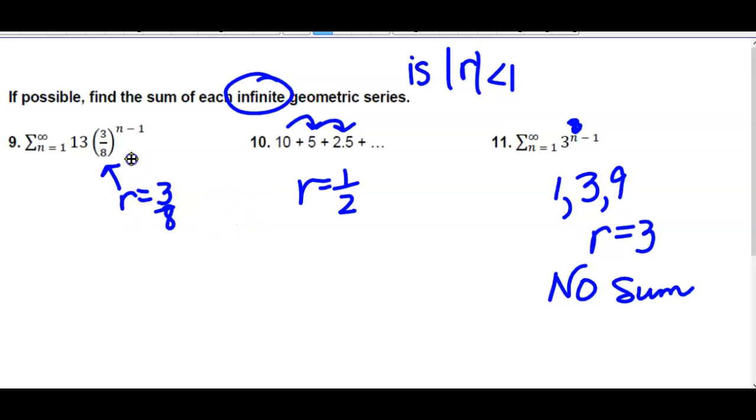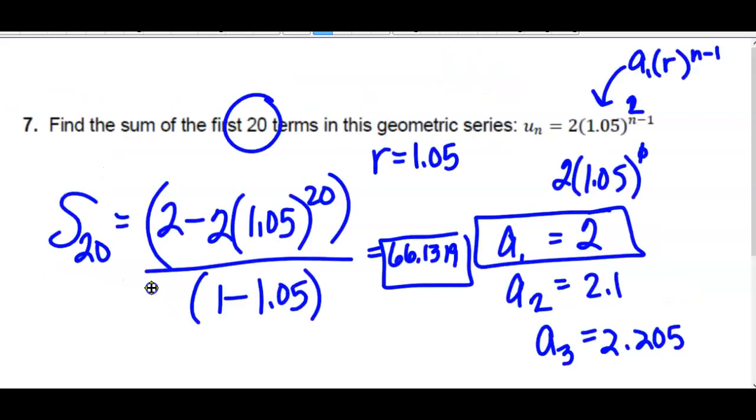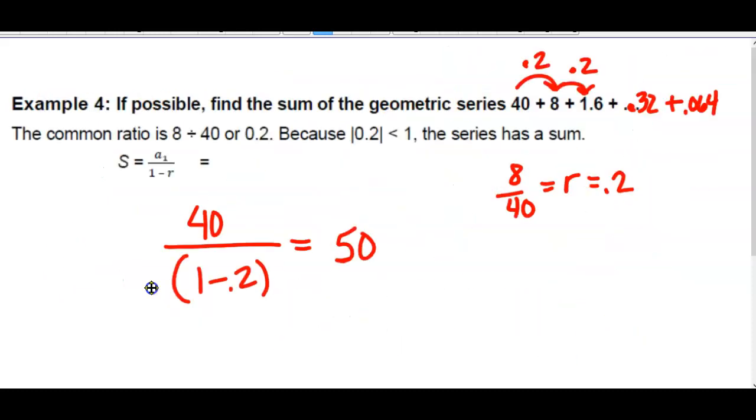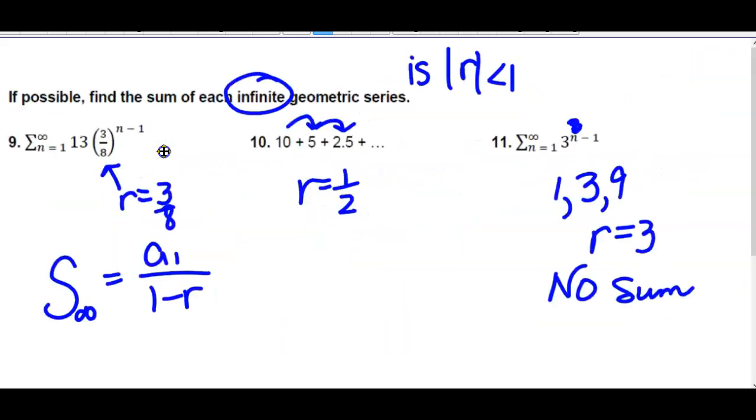All right, so back over here, the formula, once we know that r is less than 1, the formula for the sum of infinite terms is a sub 1 over 1 minus r. Go back here and make sure that a sub 1 over 1 minus r. That's it. Okay. So this one, a sub 1 is 13.